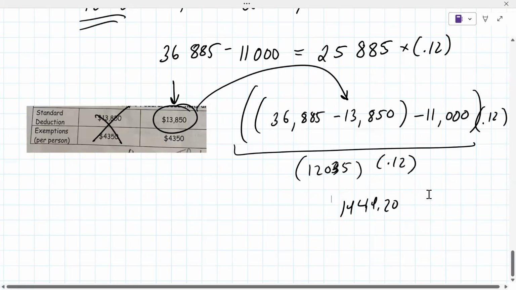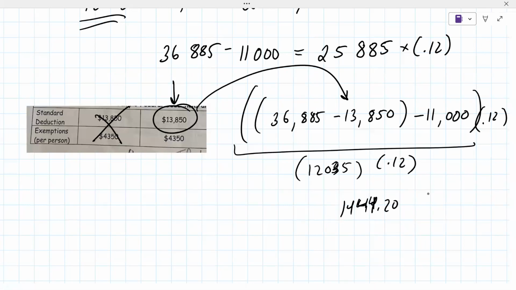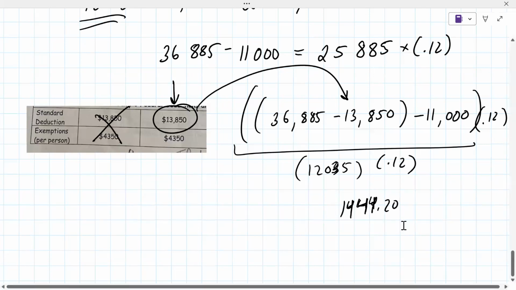But it's always, the government never taxes like cents, right? That's what my teacher told me. So I don't think I put the 20 cents at the end. I think it would just be 1,444.